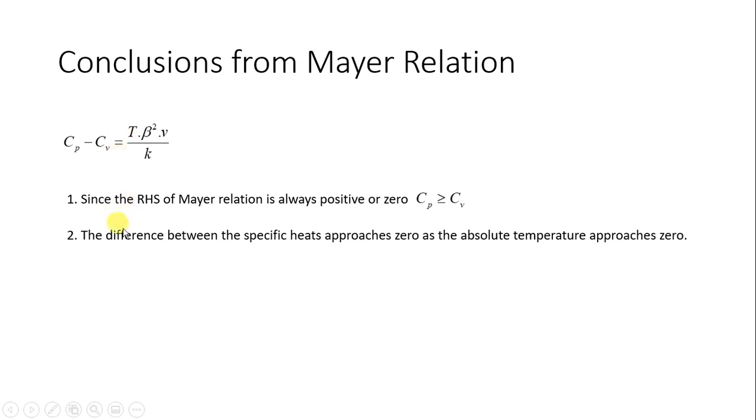Second conclusion: the difference between the specific heats, Cp minus Cv, approaches zero as the absolute temperature approaches zero. Absolute temperature means Kelvin temperature. When this T value becomes zero, absolute zero, in that case Cp is equal to Cv. The difference between the specific heats approaches zero. This is the second conclusion.